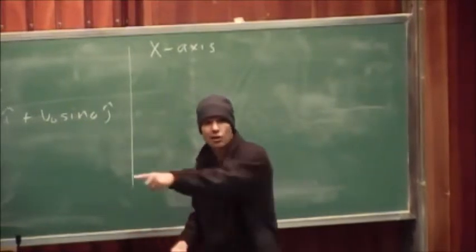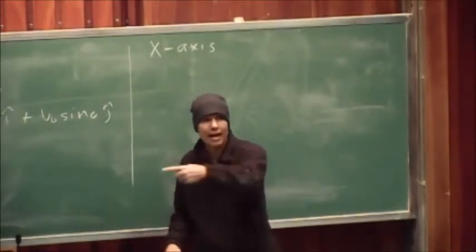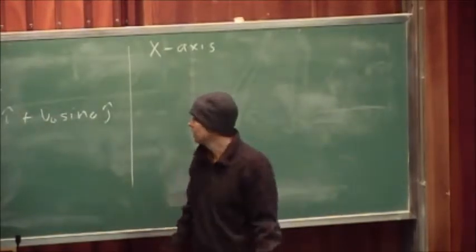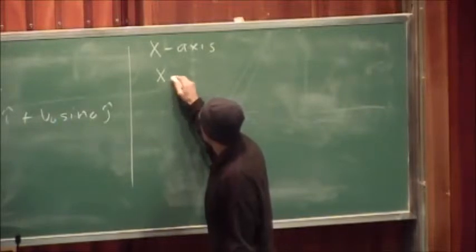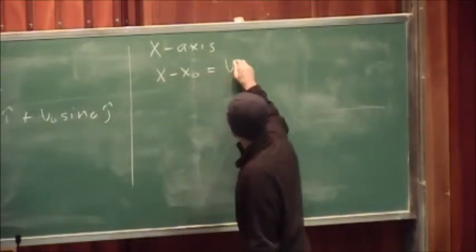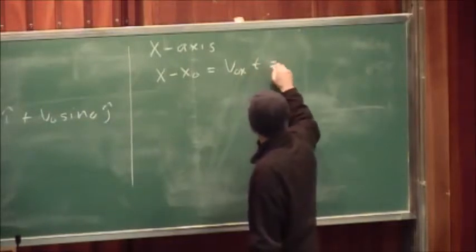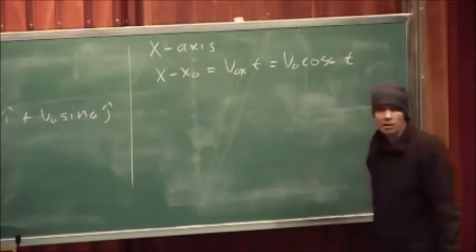As we said, there is no acceleration along this direction. We're going to be ignoring any forces that are acting on the particle in the x-axis. And so we see that x minus x0 is just going to be simply v0x times t, which we say is v0 cosine theta times t.